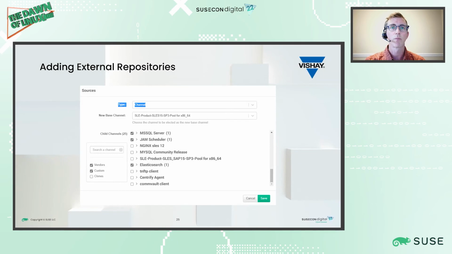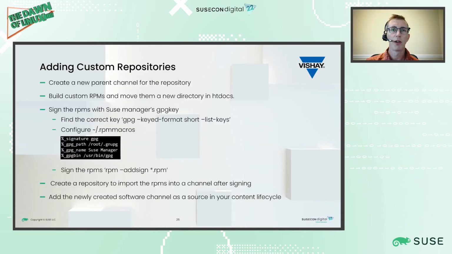Another thing you may encounter is wanting to include a custom RPM or an externally provided RPM in your content lifecycle build. To do that, it's much like an external repository, only we're going to be hosting it right on SUSE Manager. Typically, you can put it right in /srv/www/htdocs, just create a folder in there, name it whatever you like, and then you can import that almost as if it's an externally provided source.